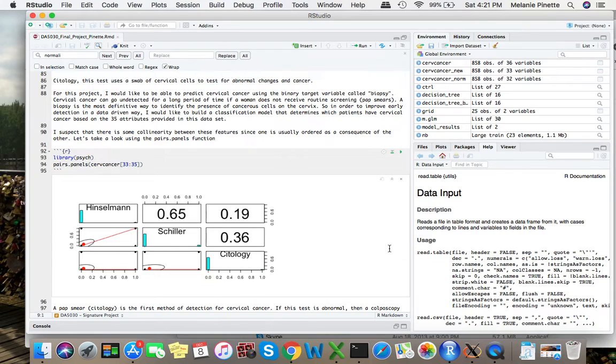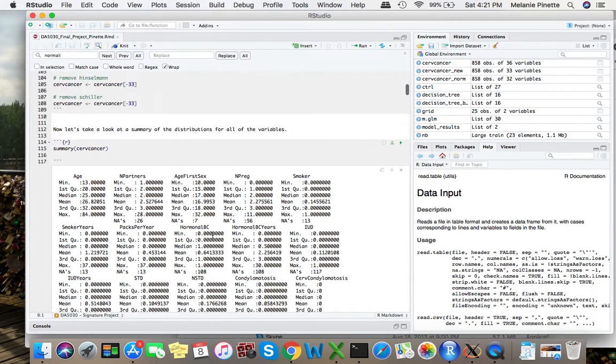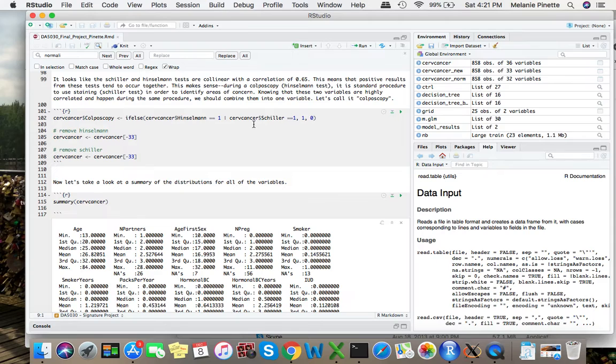This makes sense since during a colposcopy or Hinselmann test, it's standard procedure to use staining or the Schiller test in order to identify areas of concern. So we will have to combine these 2 variables into, let's say, a variable called colposcopy. And here that's what we have done. Members with Hinselmann or Schiller equal to 1 will have colposcopy assigned to 1.